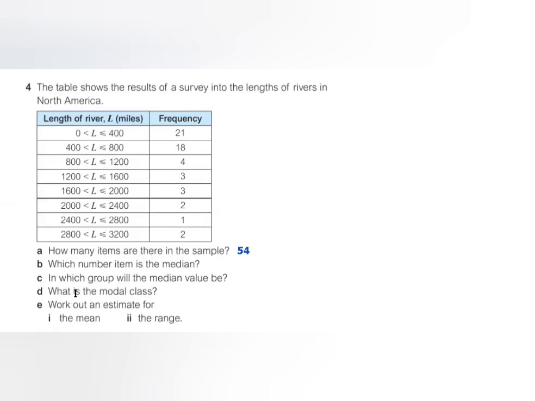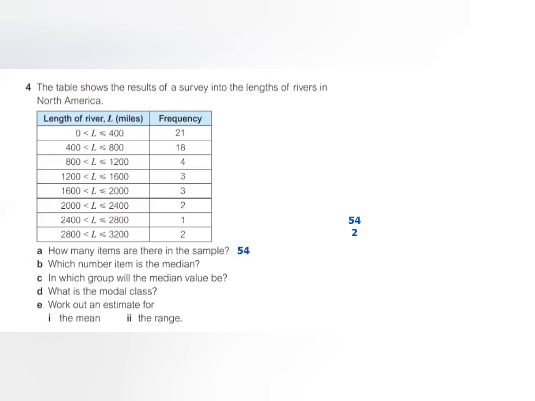Now, question B, which number item is the median? So now we're going to try to find the order of the median. We have 54 items and we want to find the median. We said if the total number of items or the total number of data is even, you just divide it by 2. If the number is odd, you add 1 and then divide it by 2. Here, the sample size is 54. So this is an even number, so we can divide it by 2. So 54 divided by 2 is going to be what? Very good. It's going to be 27.